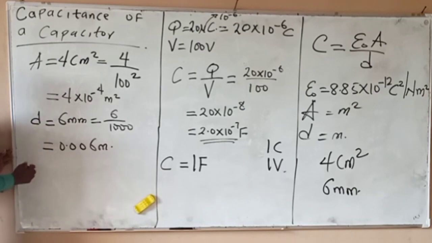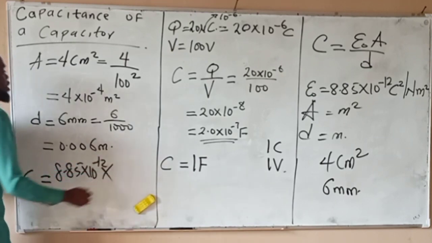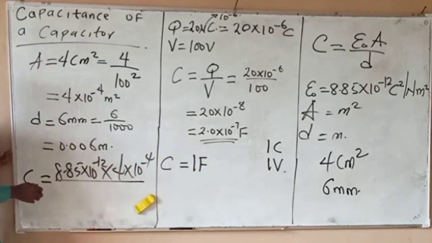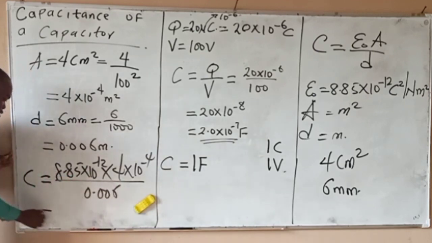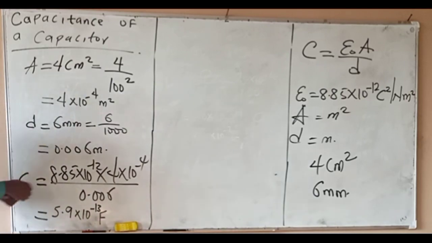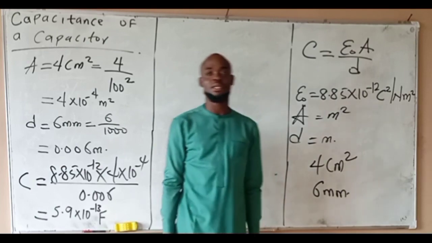So if you solve this, we are going to have our capacitance to be epsilon naught A over d, where epsilon naught is 8.85 times 10 to the power minus 12, A is 4 times 10 to the power minus 4, divided by the distance between the plates, which was 0.006. So if you do this, what are we going to have here? We are going to have 5.9 times 10 to the power minus 13 farad. That will be the answer to that. So this is how to calculate the capacitance of a parallel plate capacitor.